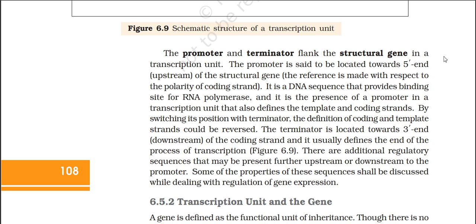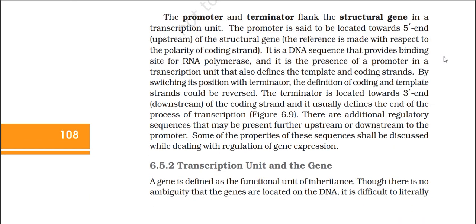The terminator is located towards the 3' end, downstream, of the coding strand, and it usually defines the end of the process of transcription. Figure 6.9. There are additional regulatory sequences that may be present further upstream or downstream to the promoter. Some of the properties of these sequences shall be discussed while dealing with regulation of gene expression.